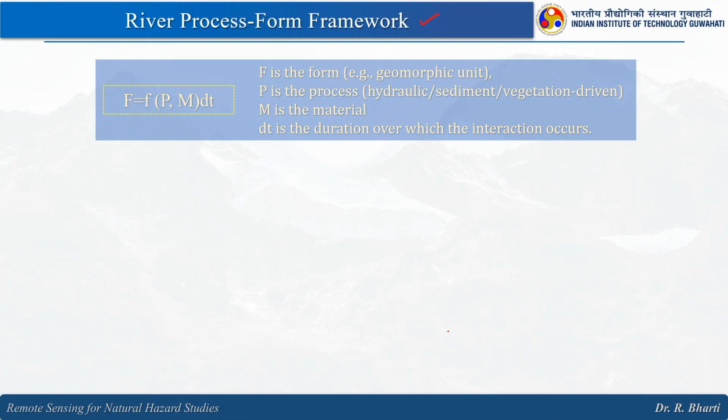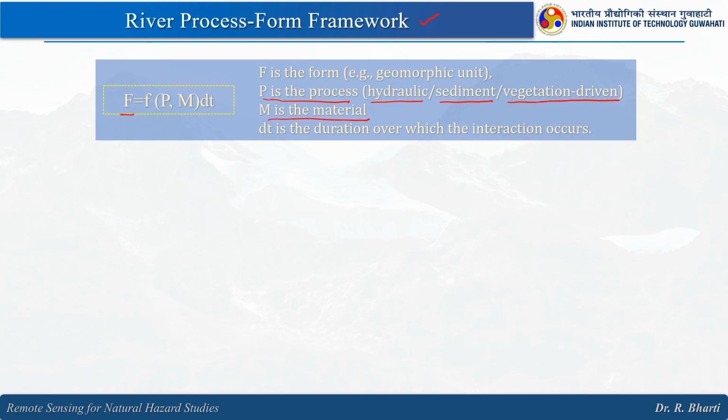When we talk about this river process form framework, here you have form equal to a function of P and M. P is the process, and it can be hydraulic, sediment, or vegetation driven, and M is the material.